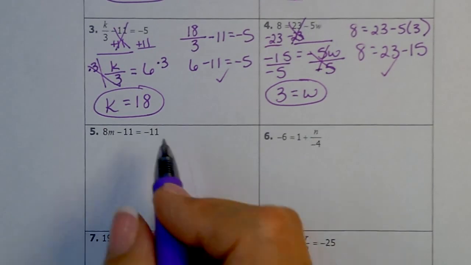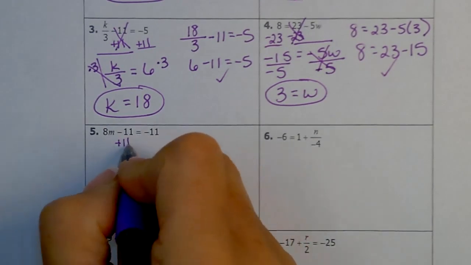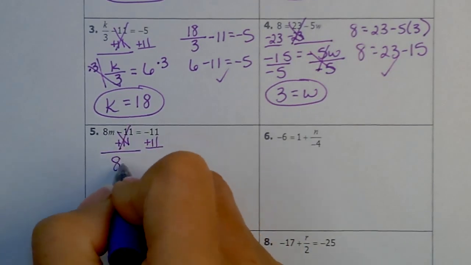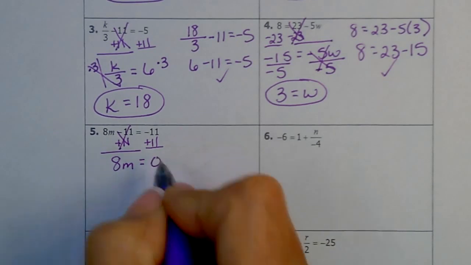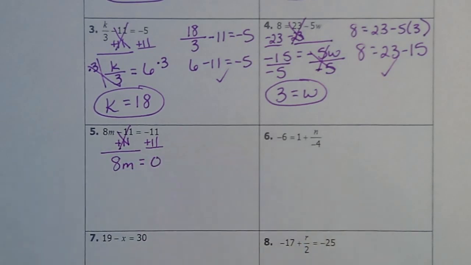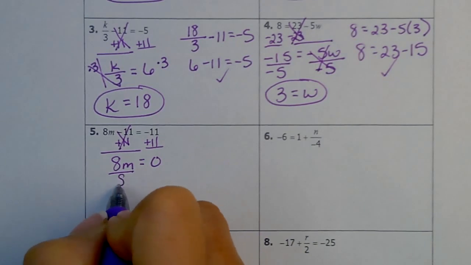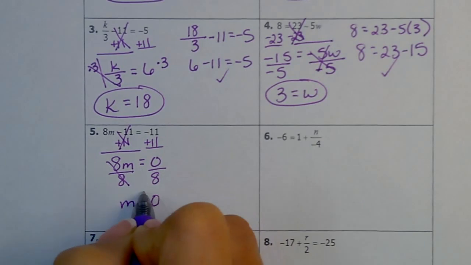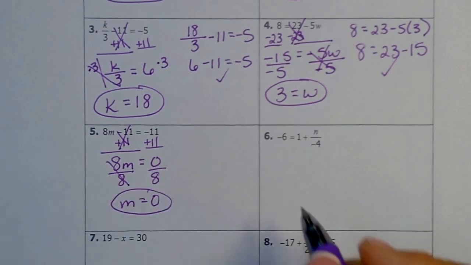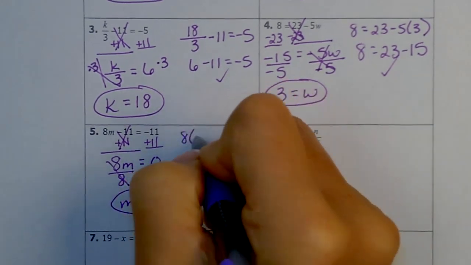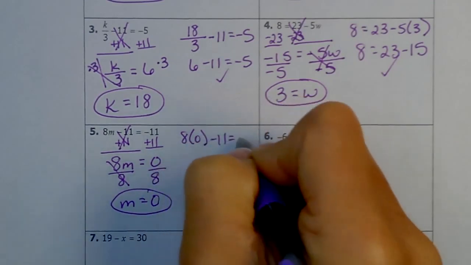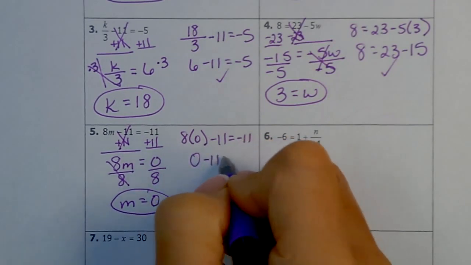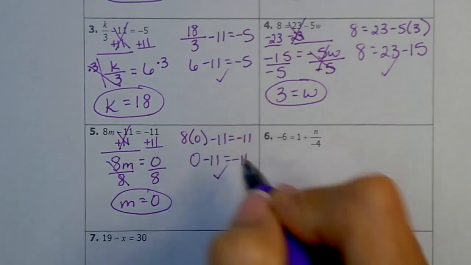Number 5. I need to add 11 to both sides. 8n equals 0. Okay, you need to divide both sides by 8. I get n equals 0. Let's check. 8 times 0 minus 11 equals -11. Well, that would simplify to this, which is true.